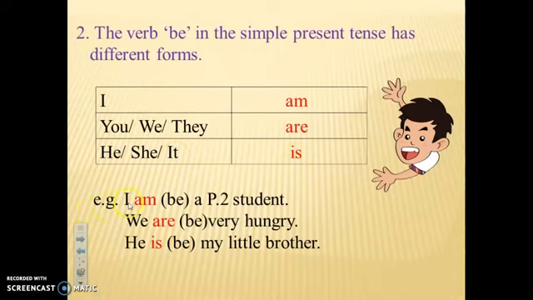For example, I am a P2 student. Remember, we need to use am after I. I am a P2 student.